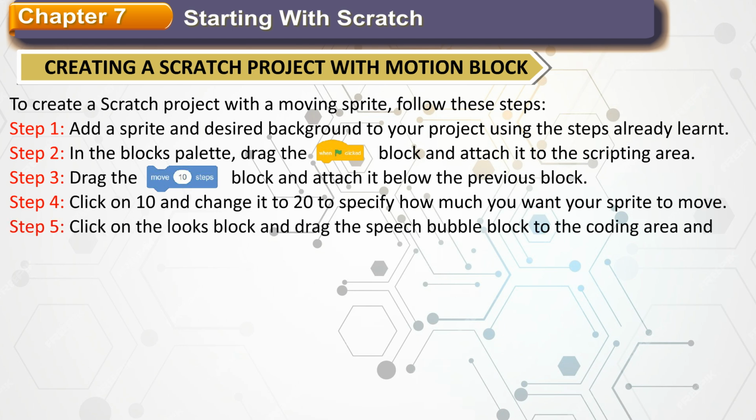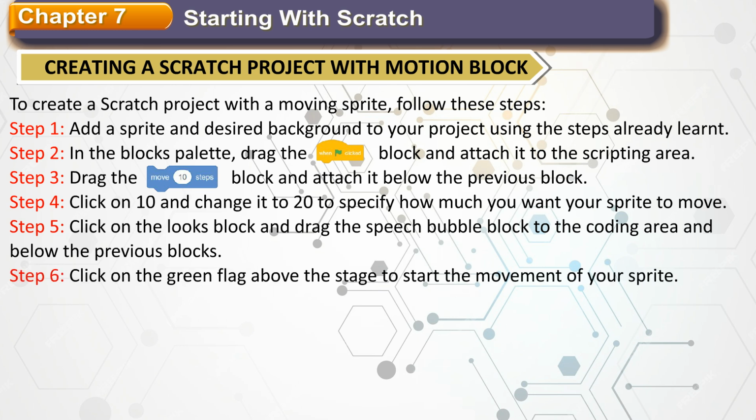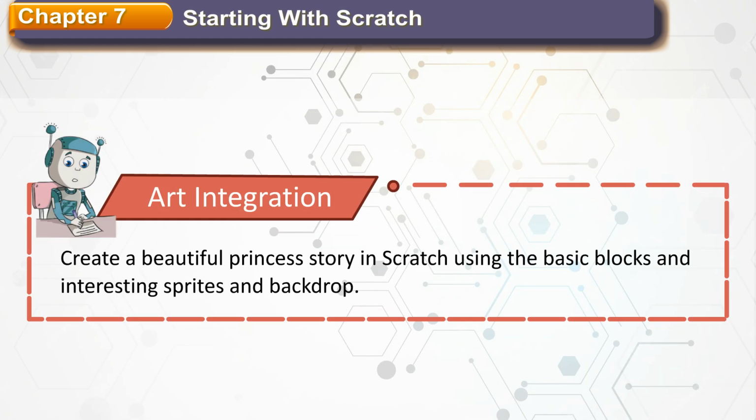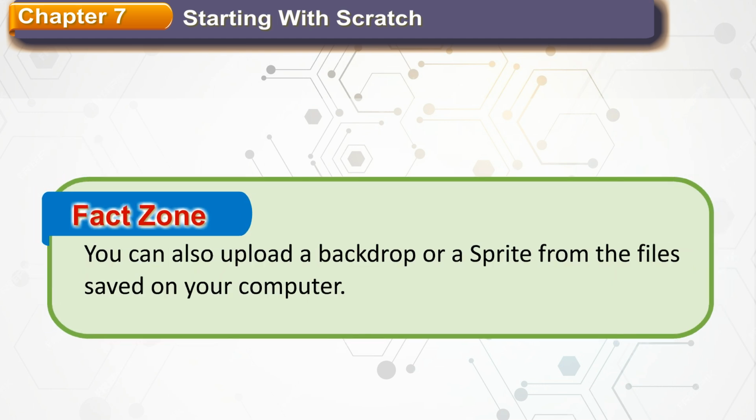Step 5. Click on the Looks block and drag the Speech bubble block to the coding area and below the previous blocks. Step 6. Click on the green flag above the stage to start the movement of your sprite. Art integration. Create a beautiful princess story in Scratch using the basic blocks and interesting sprites and backdrop. Fact zone. You can also upload a backdrop or a sprite from the files saved on your computer.